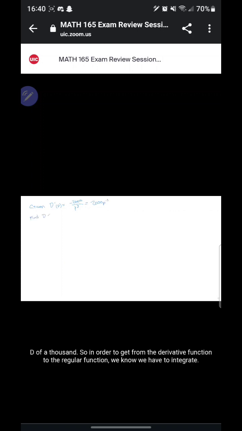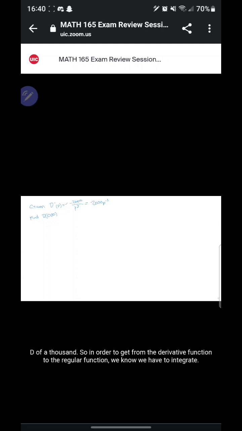D prime of p, right, is equal to negative 2000 over p cubed, or negative 2000 p to the negative 3, right? Sorry, p cubed. Yeah. Right, and you want to find d of 1000.